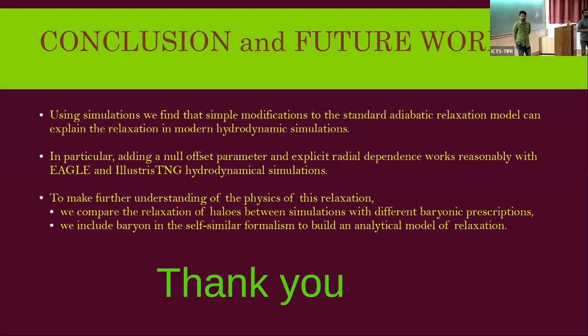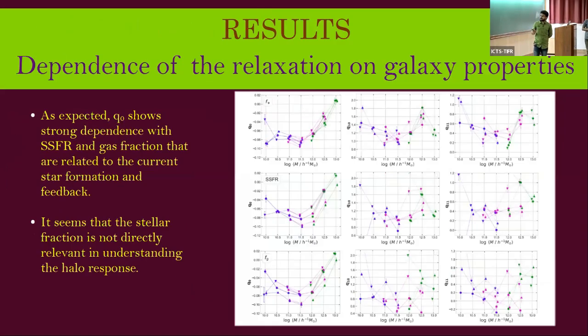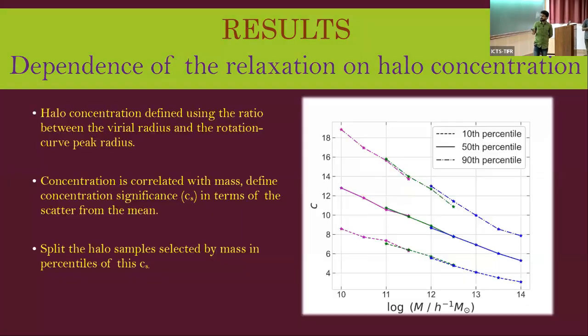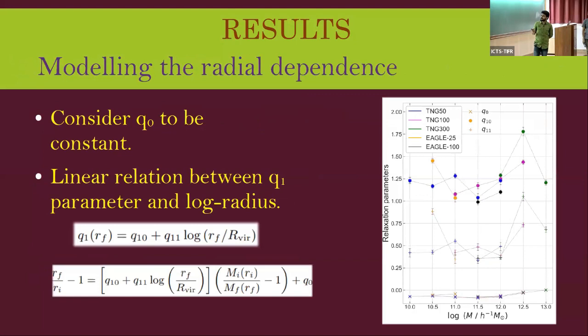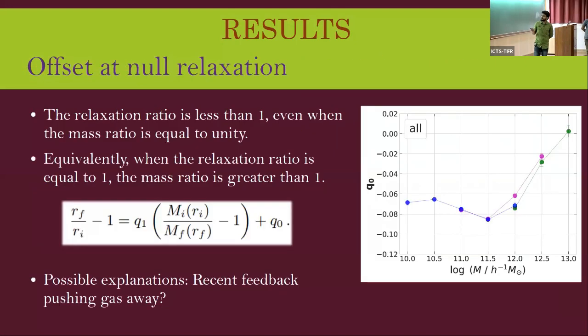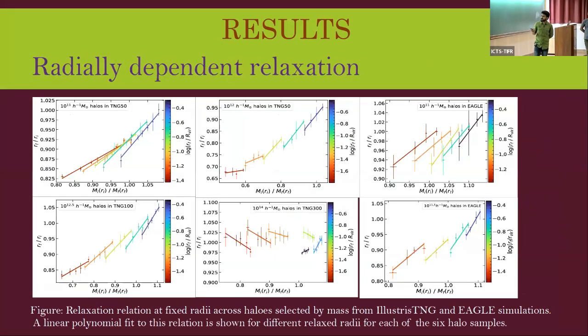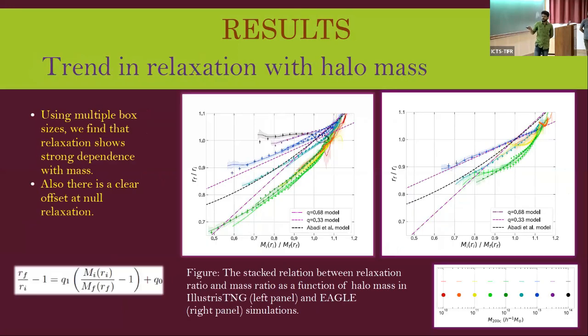So maybe you mentioned this, but maybe I missed it, what was the range of masses that you looked at over all of the simulations? I look from 10^10, the very dwarf scale halos, all the way to 10^14 h^-1 solar masses.